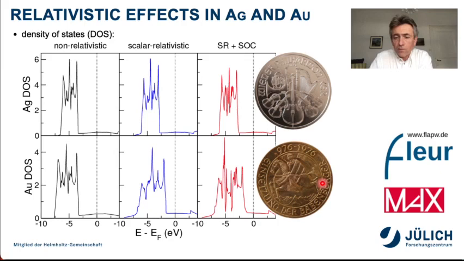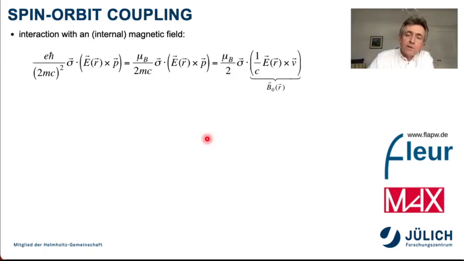Now, let me look again at the spin orbit coupling term that we just quickly mentioned before. We have it written in this way, and you can see this is the coupling of a spin, this is the vector of the Pauli matrices here, to a magnetic field, which is now an internal magnetic field, which comes from the electric field, that means from the gradients of all potentials that we have in our solid.